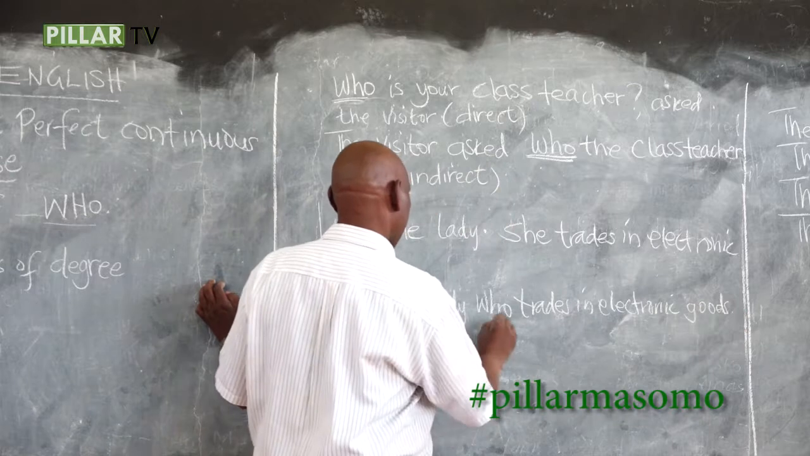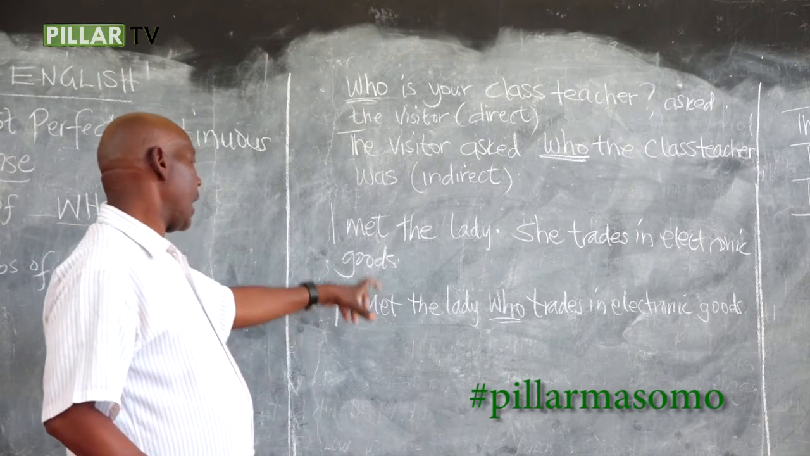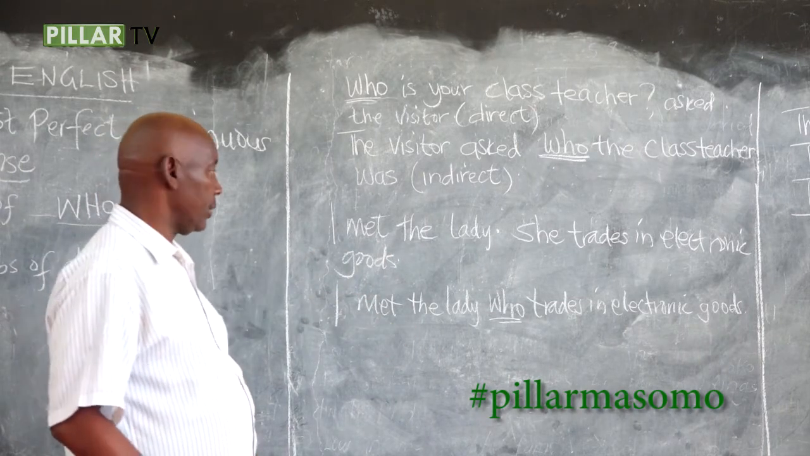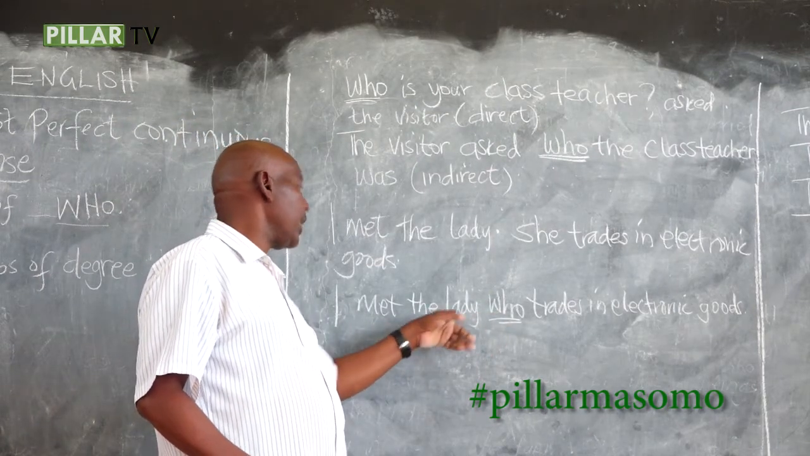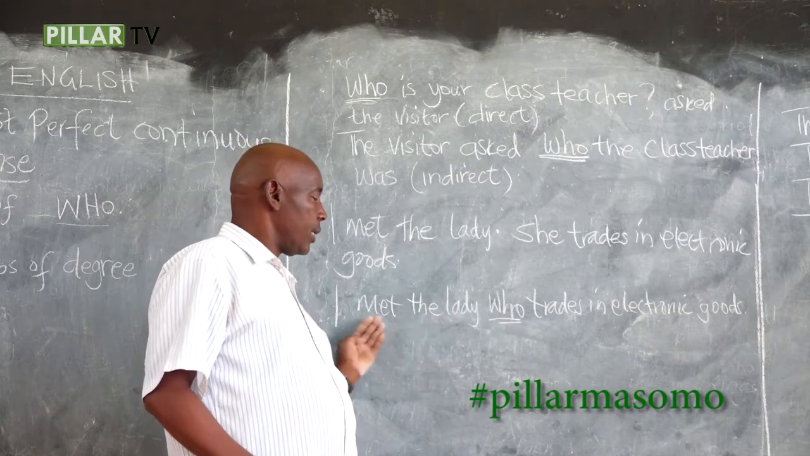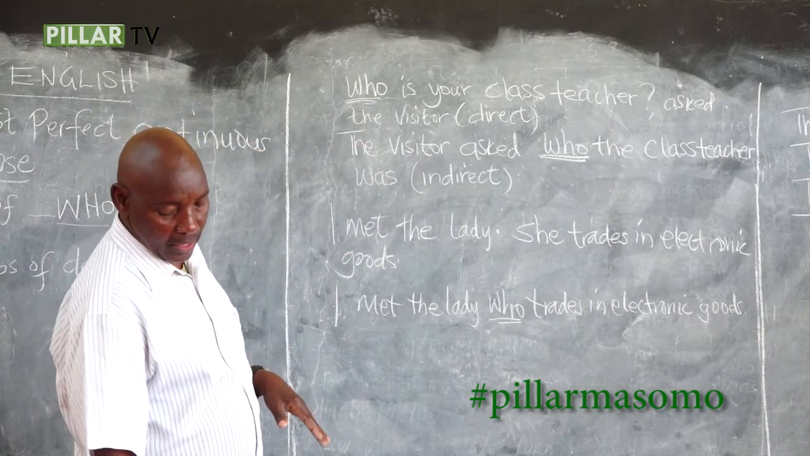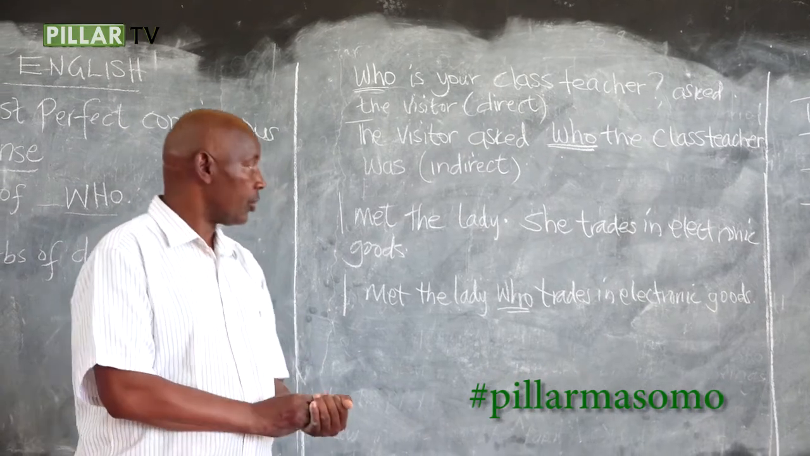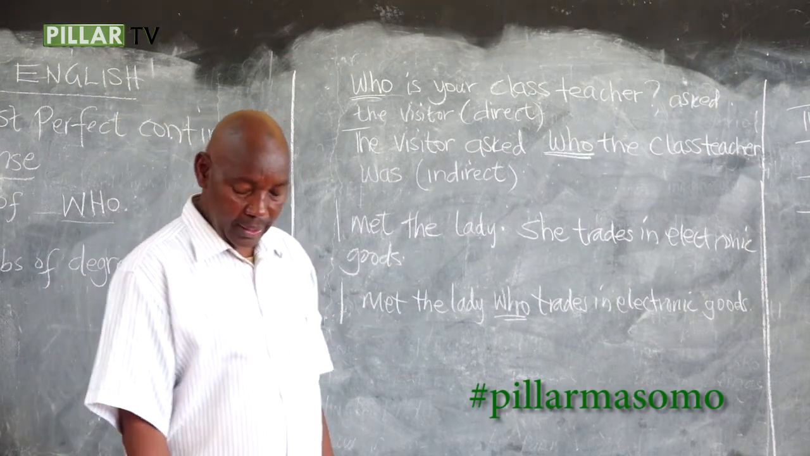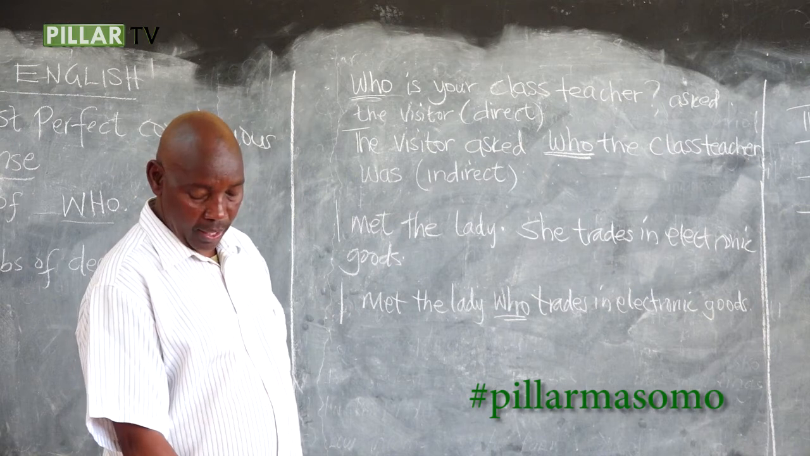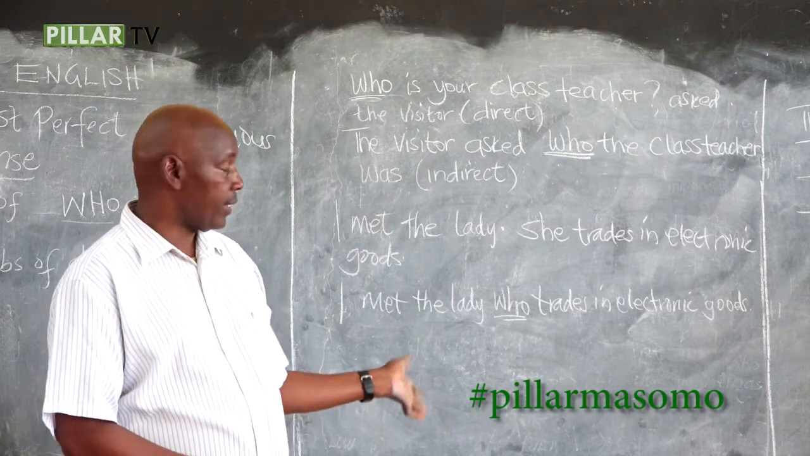So we find that who has joined the two sentences, and who has replaced a person. Instead of repeating lady, she, we just say lady who. Then the two sentences become one, having the same message. It does not change the meaning. So we use who to join two sentences, but it does not change the meaning. It is a helping verb. We use it to join sentences.